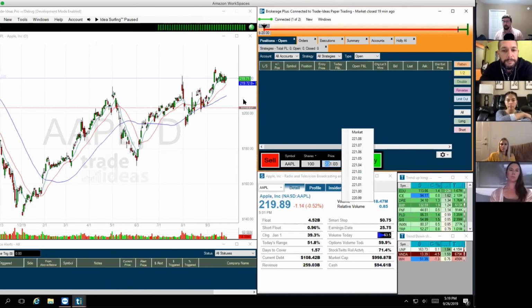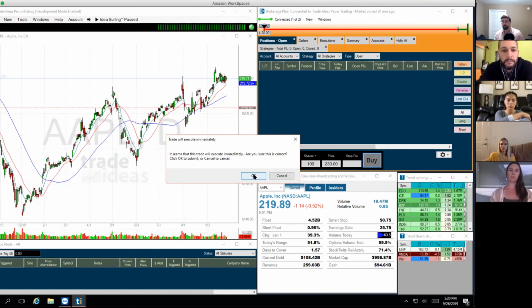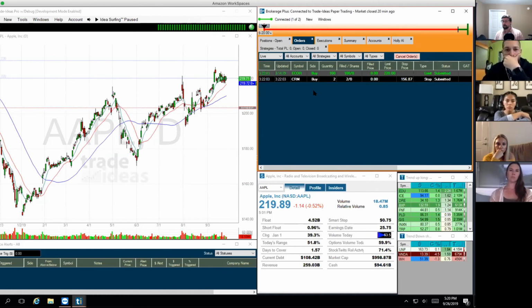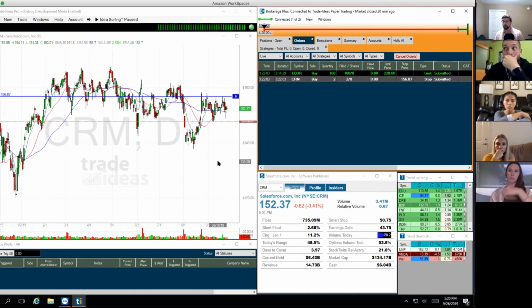So right now Apple's trading at 220 something. Let's just call it 220, 230, just so I can show you guys what will happen. When you click the buy button, in the orders tab you can see the orders that have taken place. They're in the system. Now, if you filter by live orders, you can see that we have a live order here for CRM that's out for 2 shares.